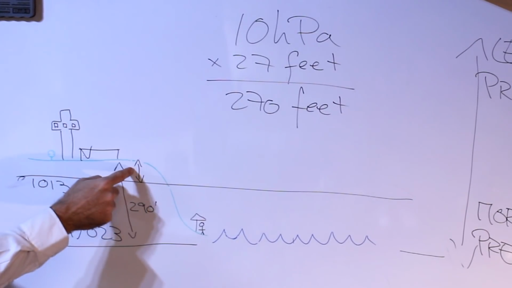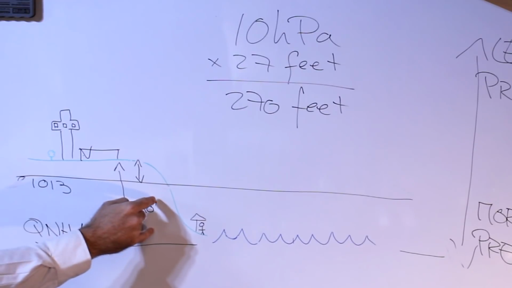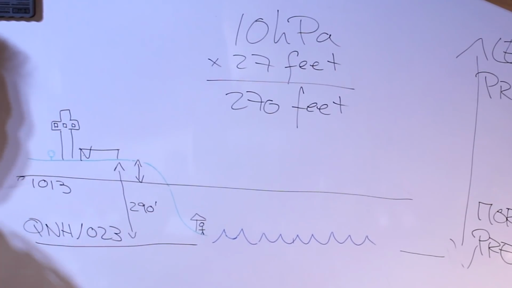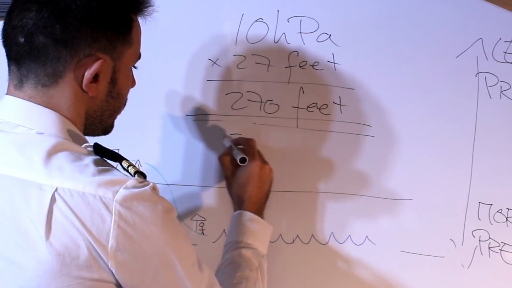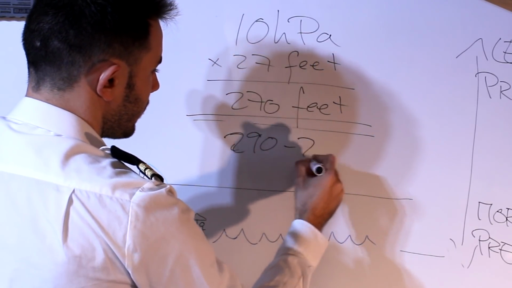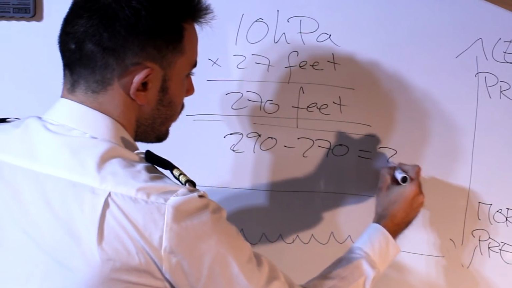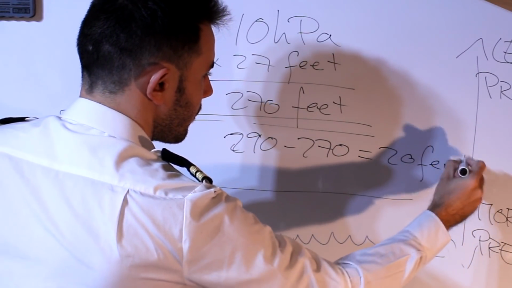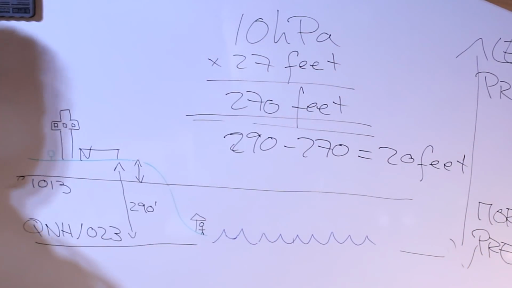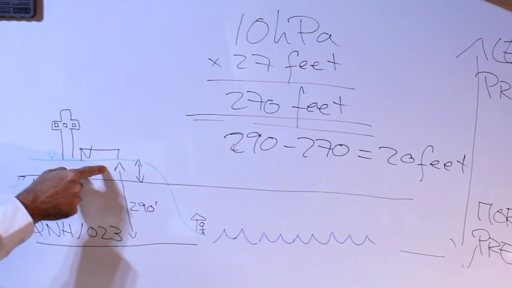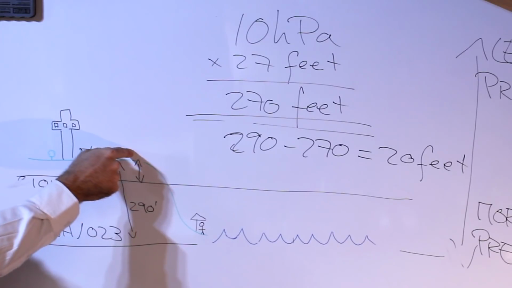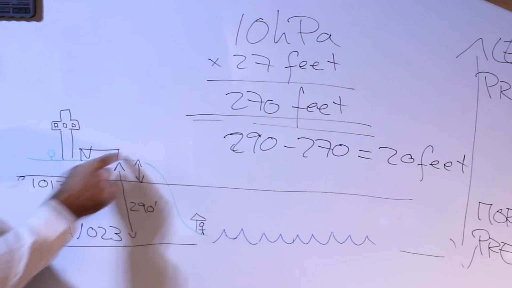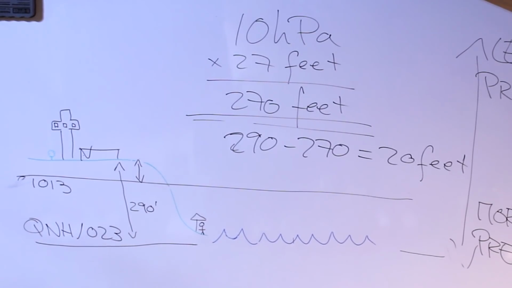We said that the small distance is the big distance minus the middle distance. So 290 minus 270 is equal to 20 feet. And that is the reading that our altimeter will read when our aircraft is on the ground at this airport and we have 1013 set on the altimeter.